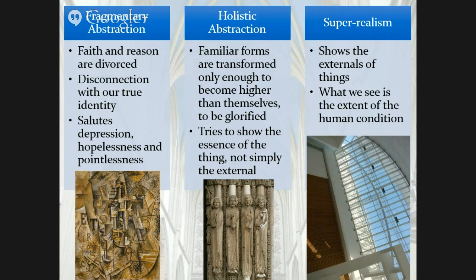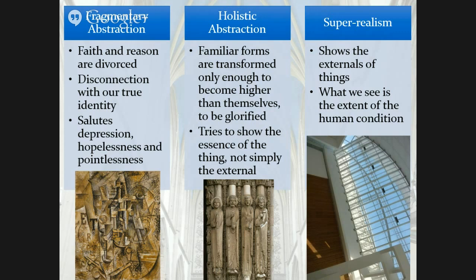So here you can see some examples. This is a Picasso piece. It's very fragmentary. In fact, his whole thinking during this time, the reason why he changed to a different form of painting, is because he basically saw the world as having no meaning. And so basically, the world has no meaning, my painting shouldn't. So it's very depressing, and hopelessness is involved with it. Then you have superrealism.